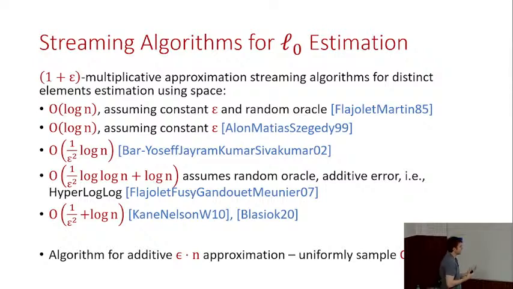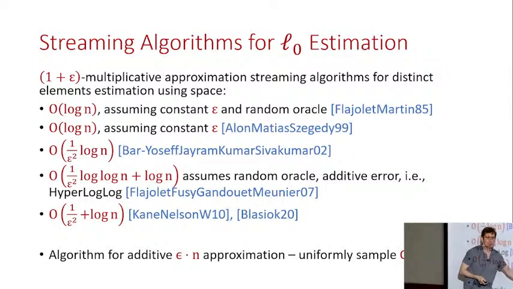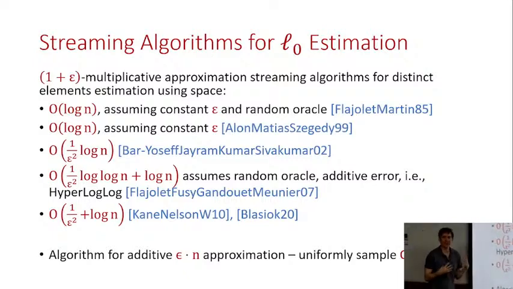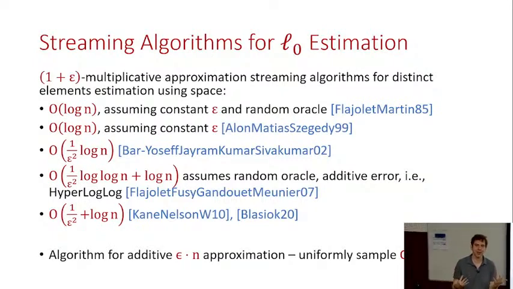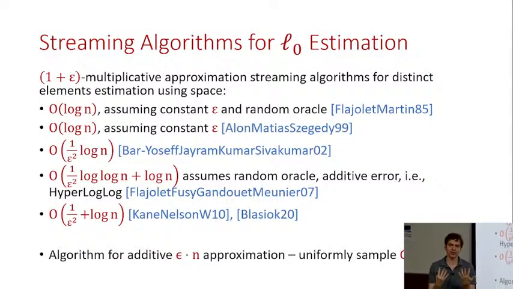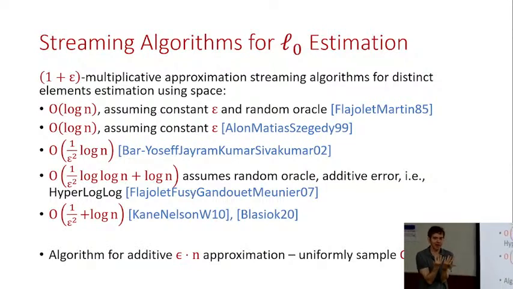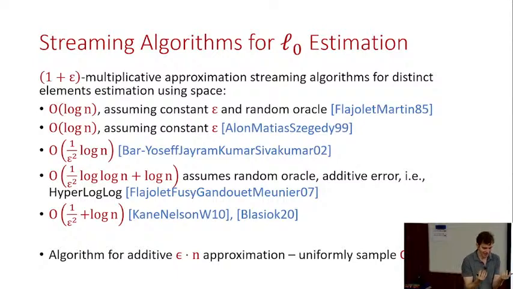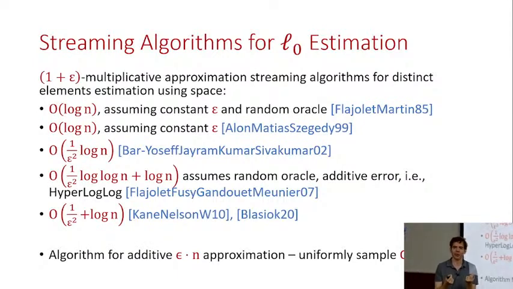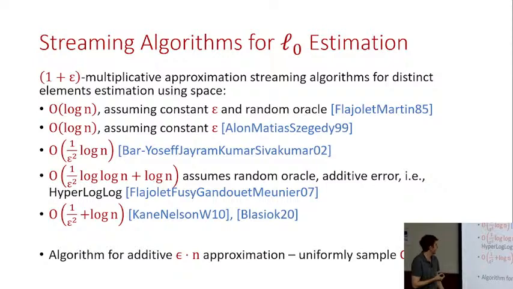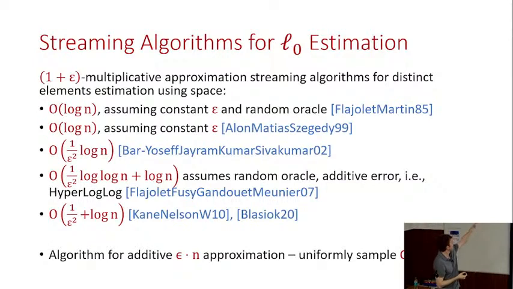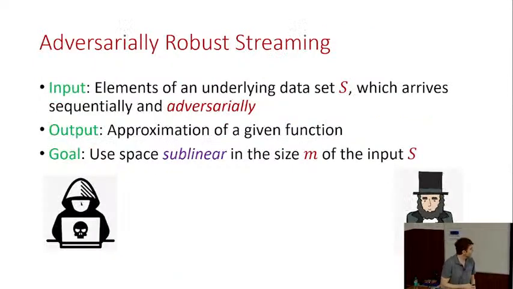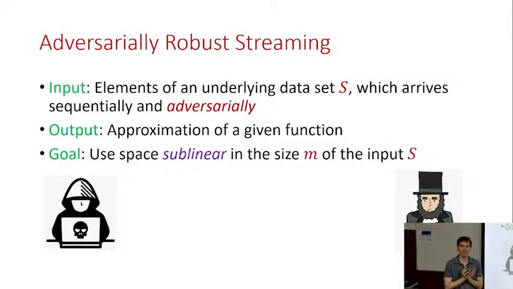And if you just wanted to estimate the number of distinct elements up to an additive epsilon times n, there's a very simple algorithm. So just uniformly sample order 1 over epsilon squared universe items and maintain for each of those samples whether or not the item actually occurred in the stream or not. Okay? And with some more sophistication, you can actually get 1 plus epsilon relative error. Okay, so that's all fine. This talk is about adversarially robust streaming.